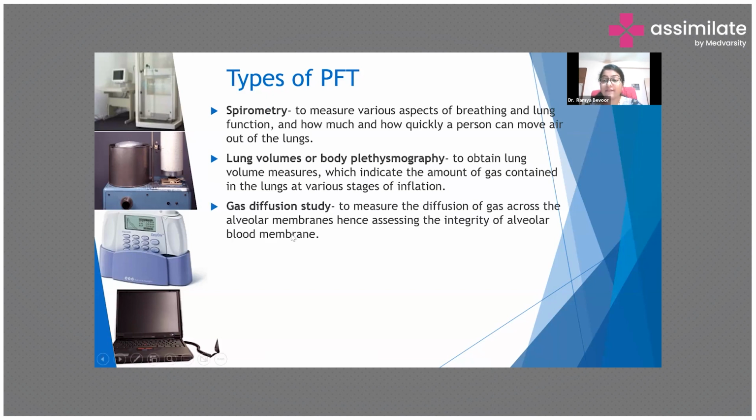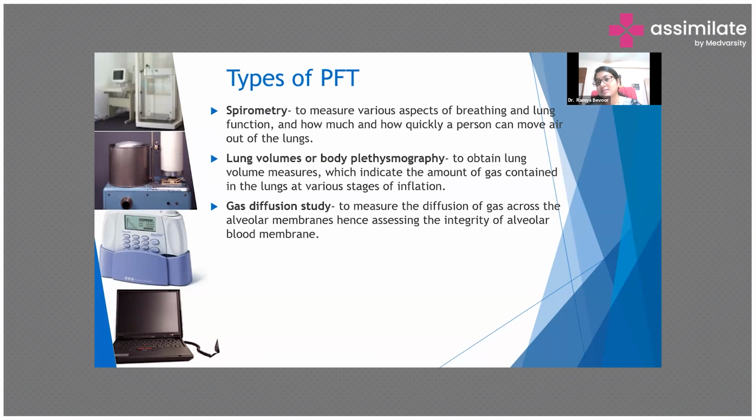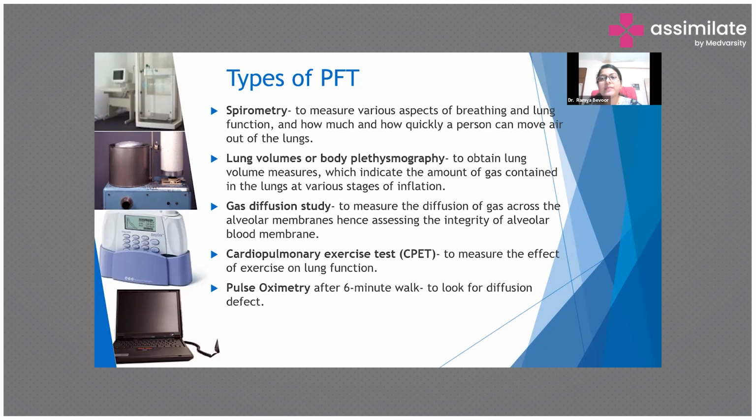And diffusion study, which somebody mentioned, helps in looking at the diffusion of gas, basically oxygen and carbon dioxide, across the alveolar membranes and assesses the integrity of the alveolar membrane. CPET, which I think somebody also mentioned, is useful to measure the effect of exercise on lung function. It is similar to a TMT, but it talks about lung function rather than cardiac function. Pulse oximetry is being used very commonly, especially post-COVID.